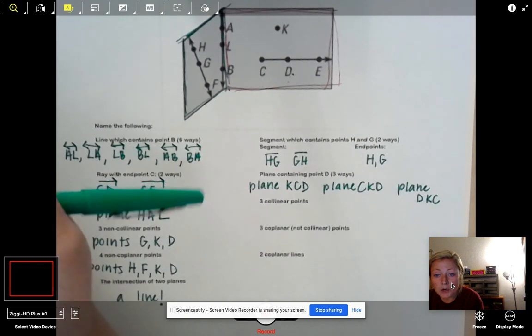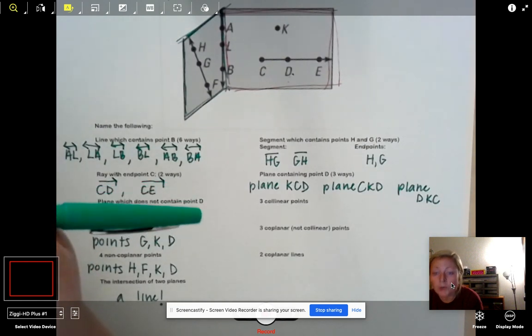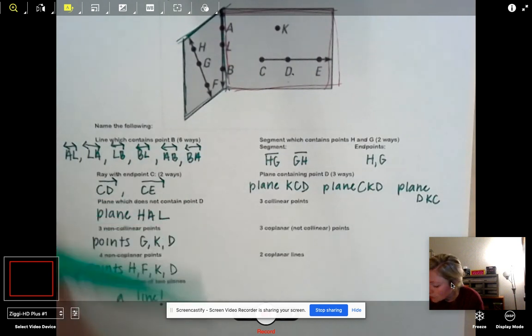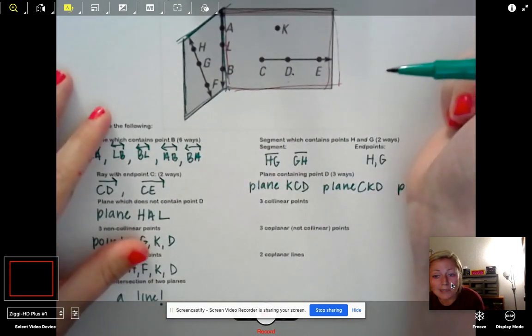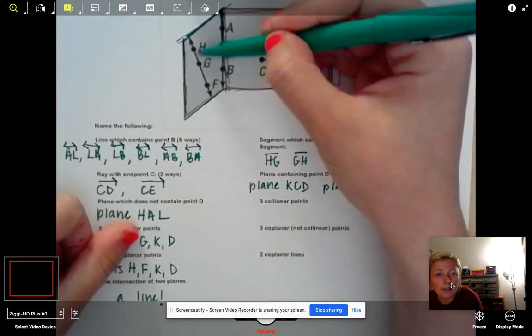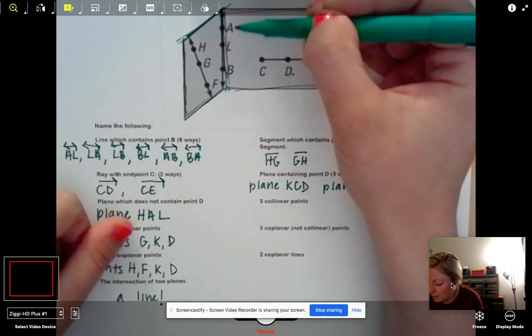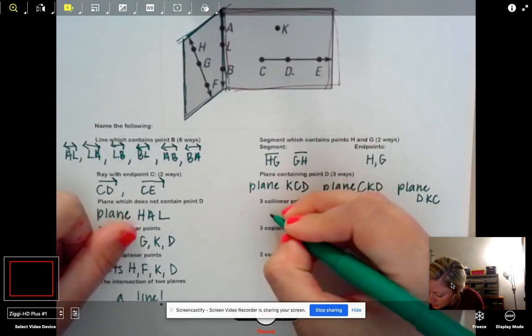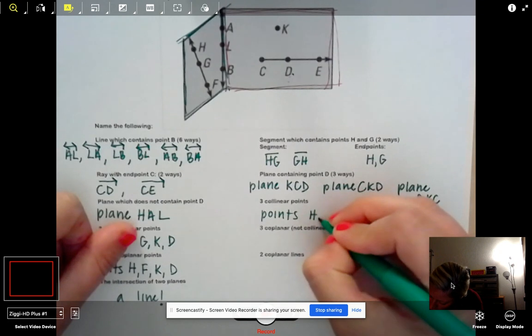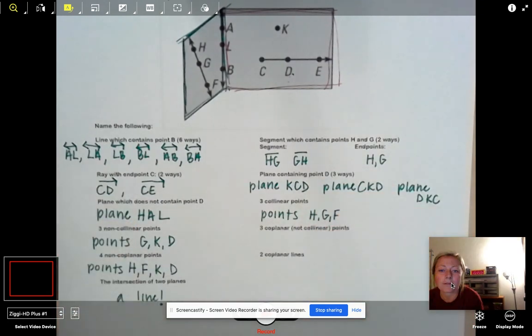Name 3 collinear points. Collinear means on the same line. So pick 3 points that fall on the same line, folks. We have a couple options here. You could either do these 3, H, G, F, or A, L, B. Let's do points H, G, F.